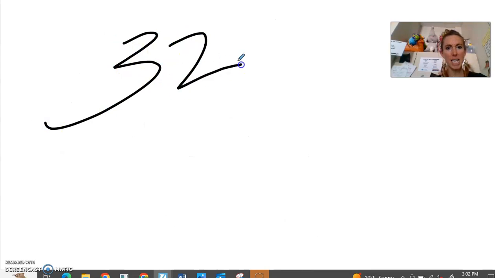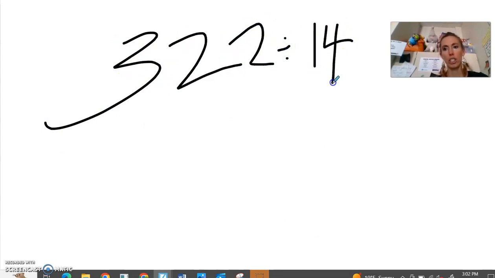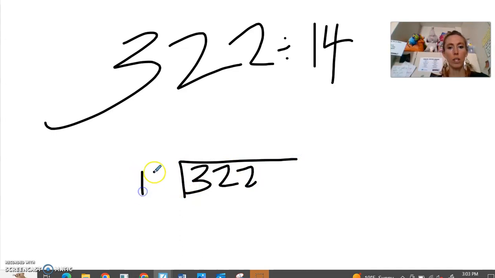All right. So let's get our long division started. I have 322 on the inside of the division house with 14. What happens next? We got some lines. We got some place value lines. How many of them? 3. Because we have a 3-digit number. I started in with the highest place.